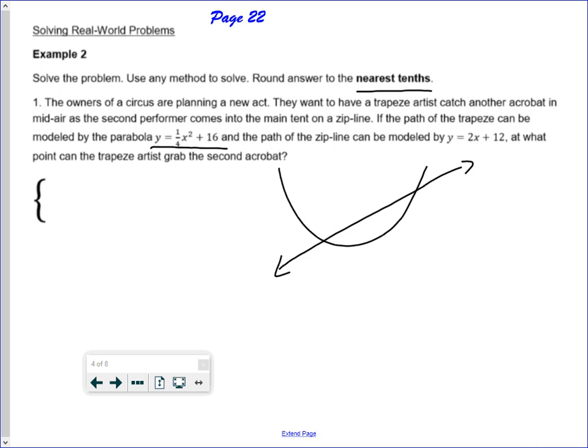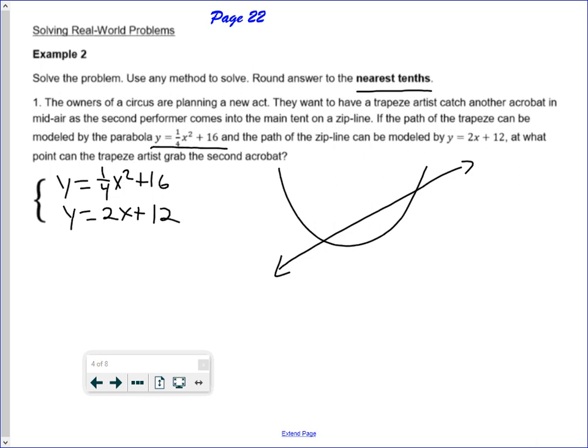And we want to figure out when the trapeze artist can actually grab the second acrobat. That's what we're trying to figure out. So we want to figure out what the intersection of these two paths is. So really, it's just another problem like the one we did in the previous video. We just want to know the solution to the linear quadratic system, y equals 1/4 x squared plus 16, and y equals, that's a very ugly 2, but 2x plus 12.